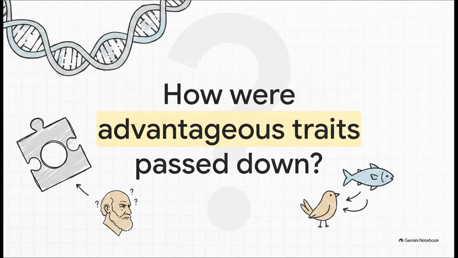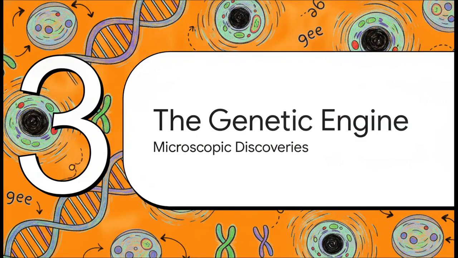But here's the massive cliffhanger of the 19th century. Darwin beautifully explained the why of evolution, but he was missing a colossal piece of the puzzle. Exactly how were these advantageous traits getting passed down to the next generation? I mean, the guy had no idea what genes were. And that perfectly tees up Section 3, the genetic engine. Time for some microscopic discoveries.